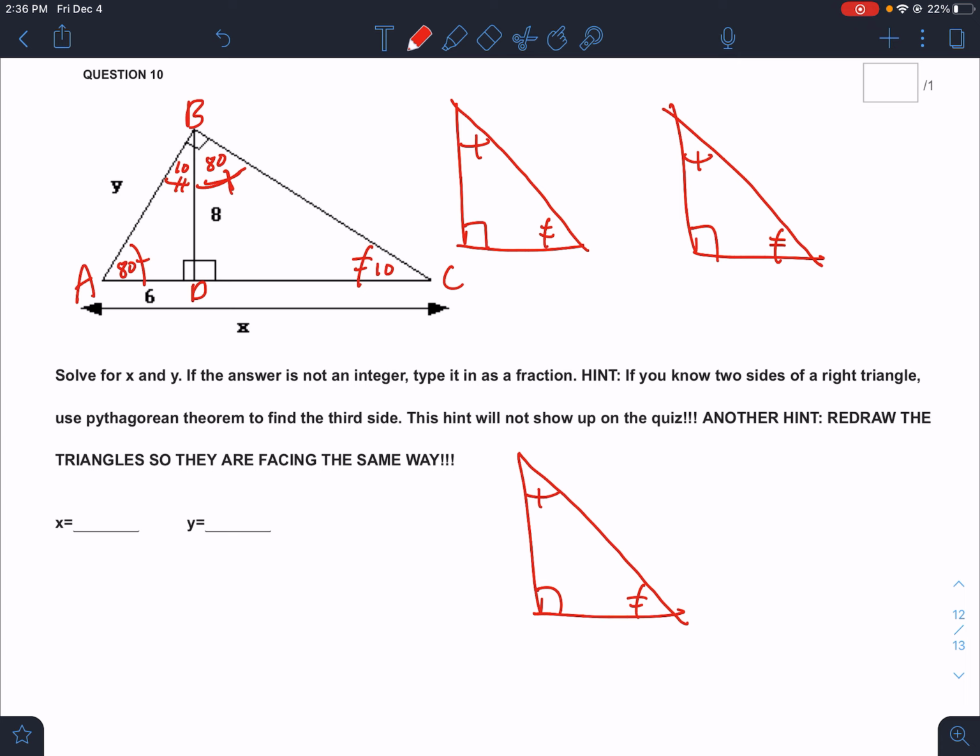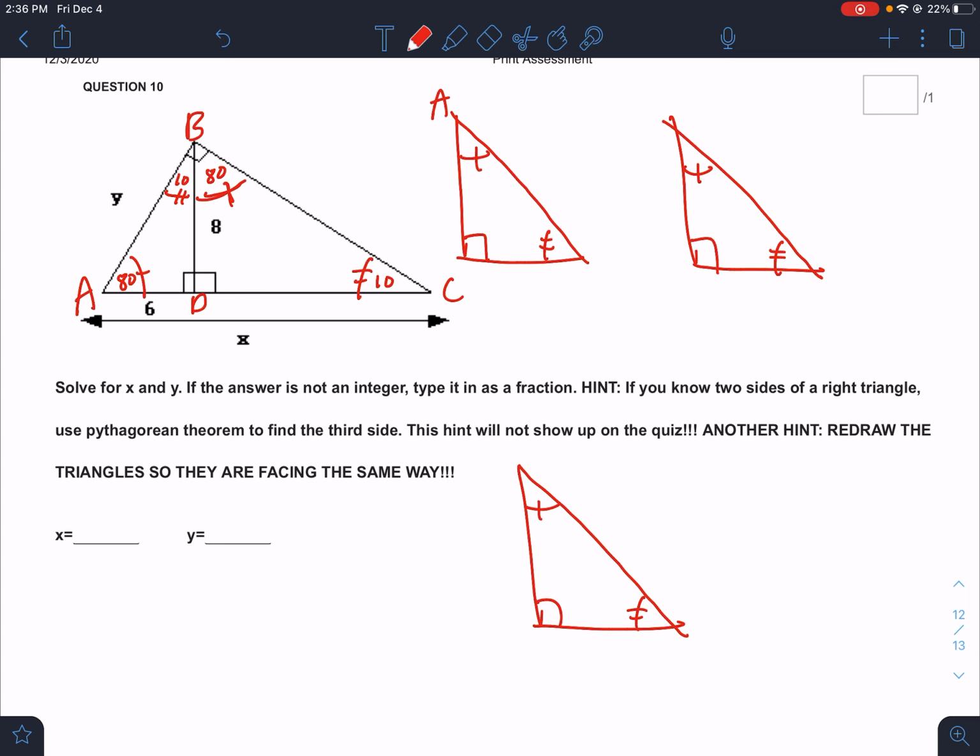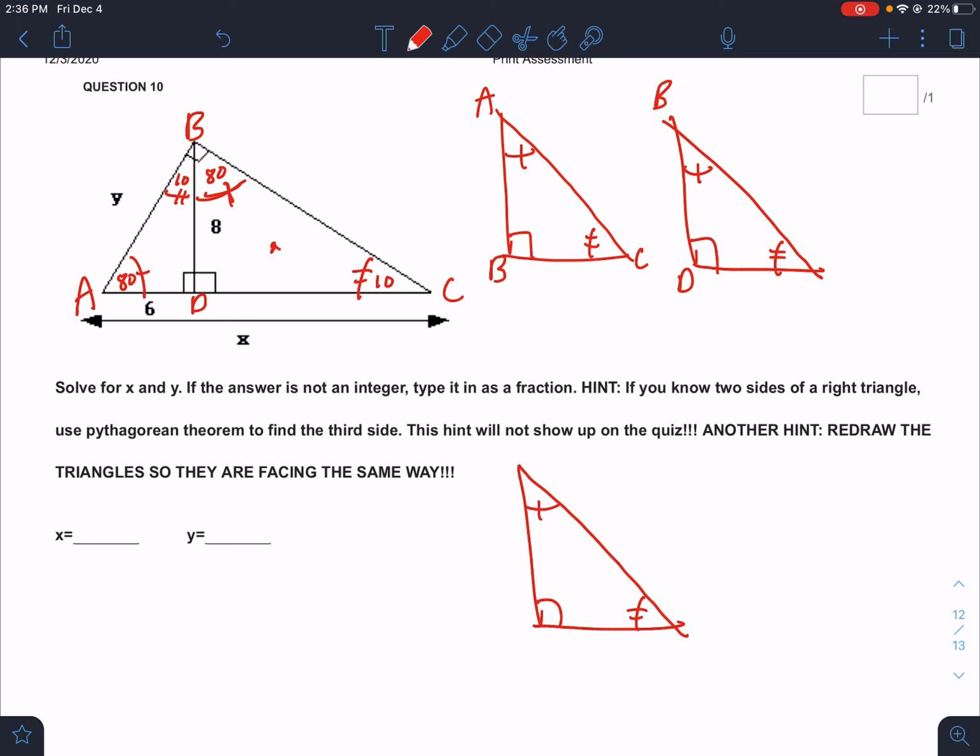For the biggest triangle, the 1 dash is A, the 90 is, let me move this a little bit over so it doesn't look like it's there. The 90 is B, and the 2 dash is C. For this triangle on the right side, the 90 is D, the 1 dash is B, and the 2 dash is C. And for the small triangle on the left side, the 1 dash is A, the 2 dash is B, and the 90 is D.